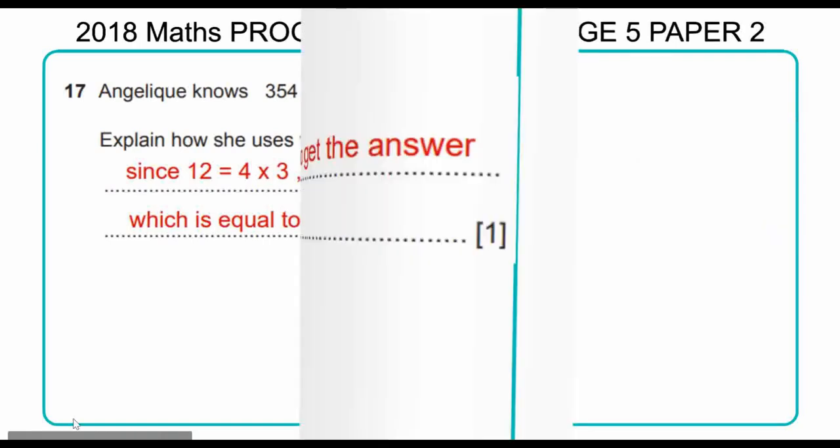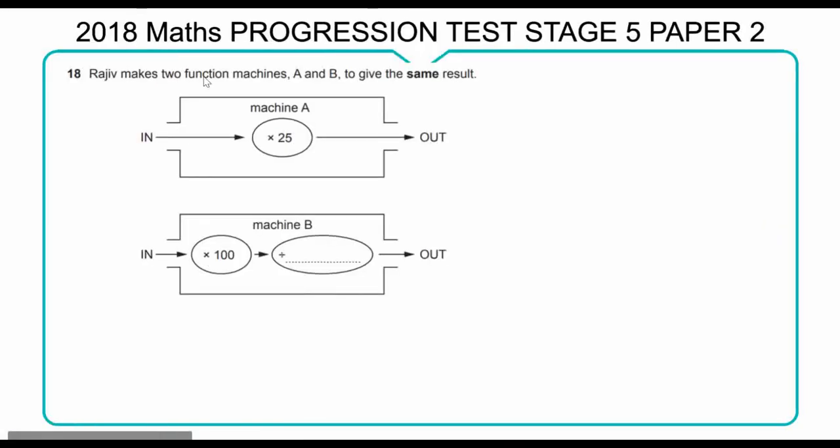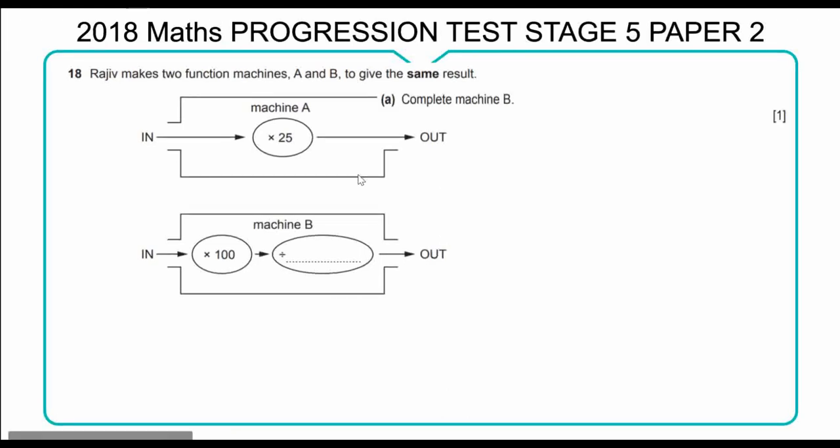Question 18. Rajiv makes two function machines A and B to give the same results. Machine A: input times 25, output. Machine B: input times 100 divided by a number, output. So the question: complete machine B. 10 seconds.